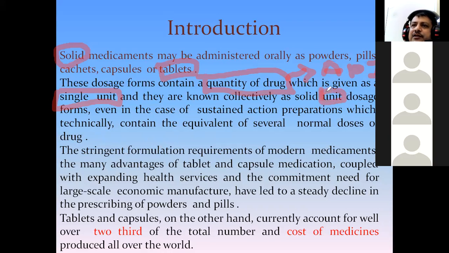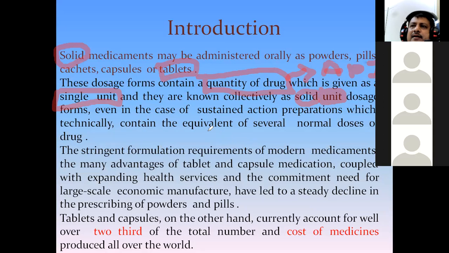It is called as unit dosage form. Now solid is one thing, that is, its final form is solid, and unit means what? We are going to give a fixed amount of dose, a unit amount of dose. 500 mg means 500 mg, 50 mg means 50 mg, 10 mg means 10 mg. So that is the reason collectively it is called as a solid unit dosage form.